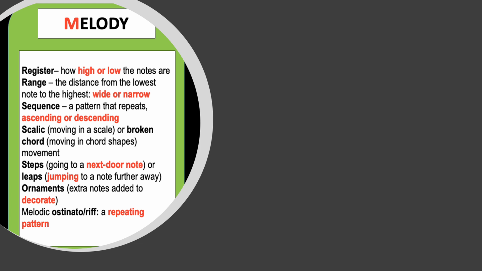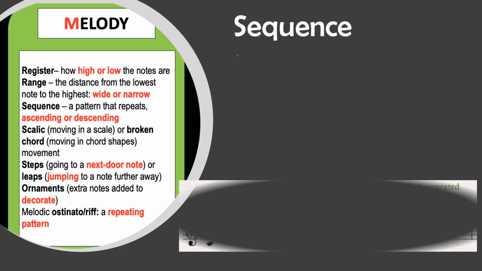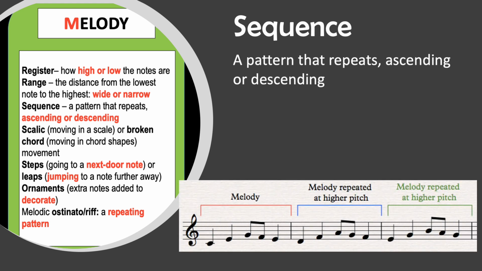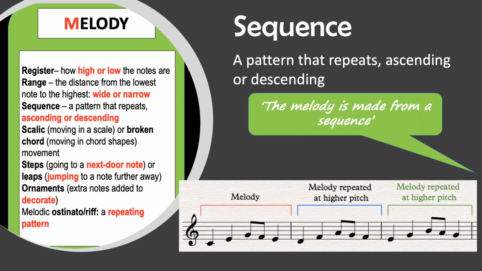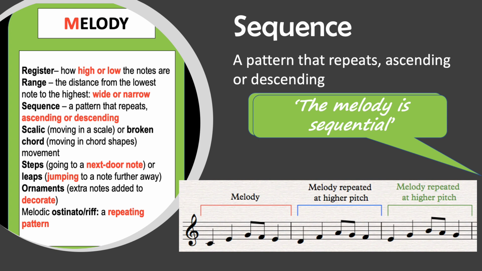A sequence is a pattern of notes that repeats, ascending or descending. The example that you can see at the moment is an ascending sequence because each time the melody is repeated at a higher pitch. So you might say the melody is made from a sequence. You might even say the melody is sequential.